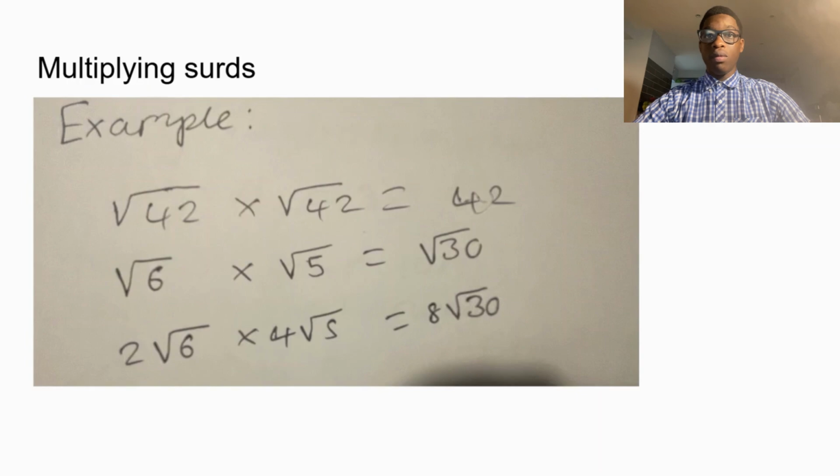Moving on to the final example, we have 2 root 6 times 4 root 5. So 2 times 4 is 8, and 6 times 5 is 30. And we know that we don't disregard the root sign because they're two different numbers. So that becomes root 30, and 4 times 2 is 8, so 8 root 30 would be the answer to that question.